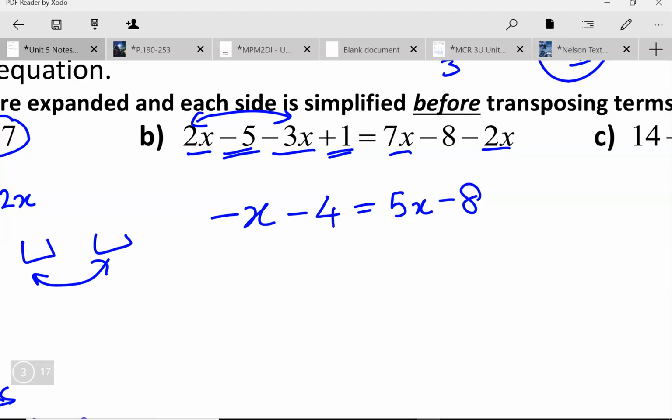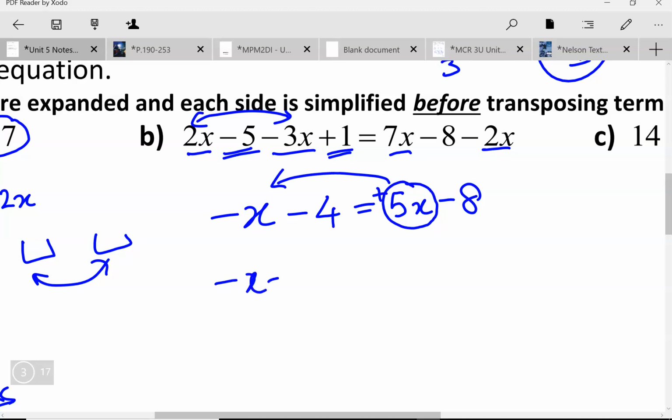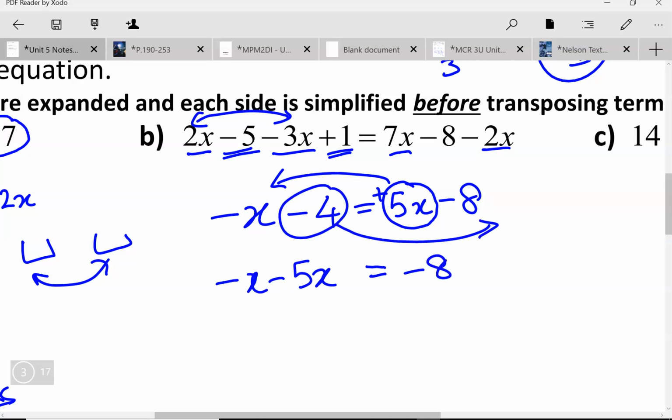But now if you look, I have much less stuff to move around. And again, I'm going to do the regular way. I'm going to bring all my variable terms to the left. This was a positive 5x. I'm moving the entire term, so this becomes a negative 5x, equal to negative 4 here. I'm moving the entire term. So this negative 8 was already there, but now it becomes positive 4.